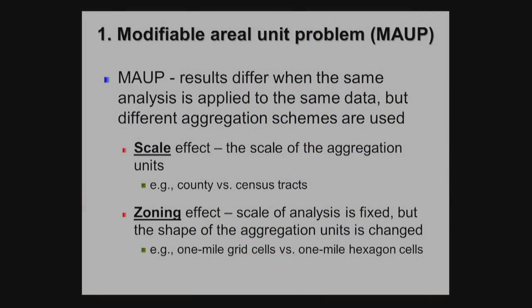MAUP problem has basically two components. One is what we call the scale effect, which is sort of an aggregation problem. And here, think about an example that we have the same data, but I'm working at the census tract level and you're working at the county level. We're going to get different results. That's the aggregation problem. It's how we change the scale of the data from very detailed to very coarse.